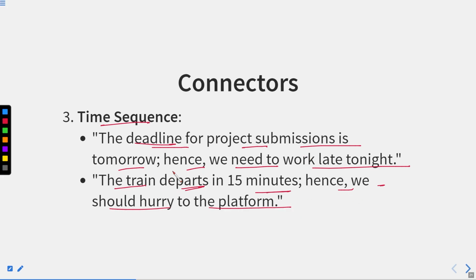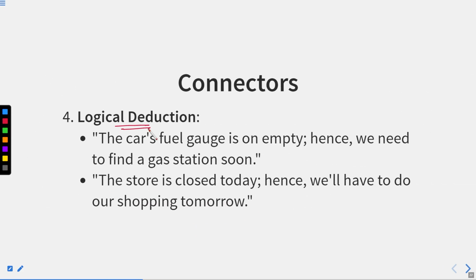So this is actually the information which is given about the train. Hence, the result of it is that we should hurry to the platform. It means we should go to the platform as soon as possible. Logical deduction. The car's fuel gauge is on empty. Hence, when some logical deduction has been made, or some information is given, we can talk about the future. Hence, we need to find a gas station soon. The store is closed today. Hence, we will have to do our shopping tomorrow.